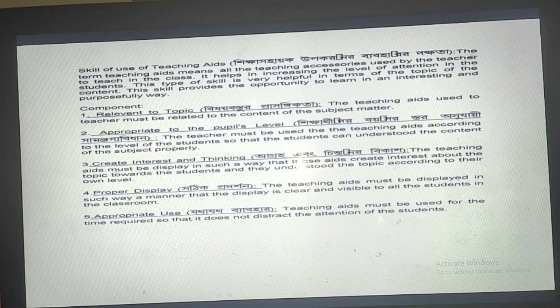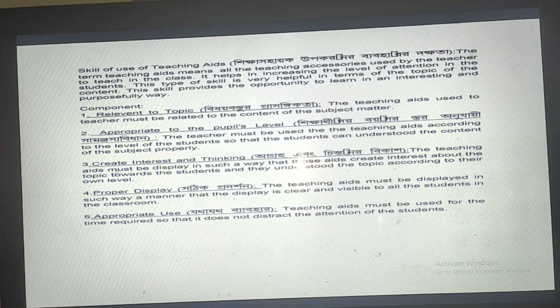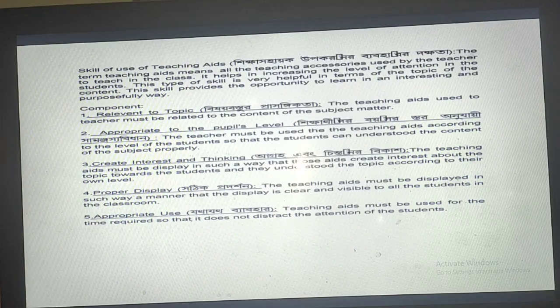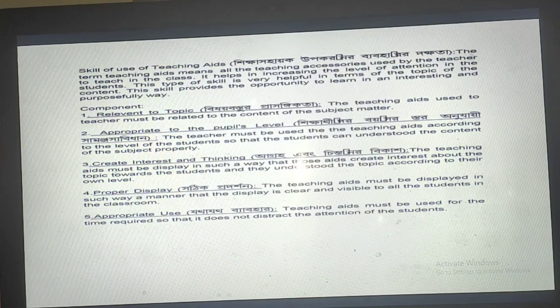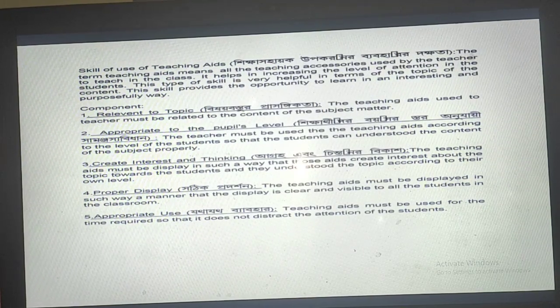You have to know what teaching aids are. The term teaching aids means all the techniques used by the teacher to teach in the class. It helps in increasing the level of attention in the students. This type of skill is very helpful in terms of the topic and the content. These skills provide the opportunity to learn in an interesting and purposeful way.